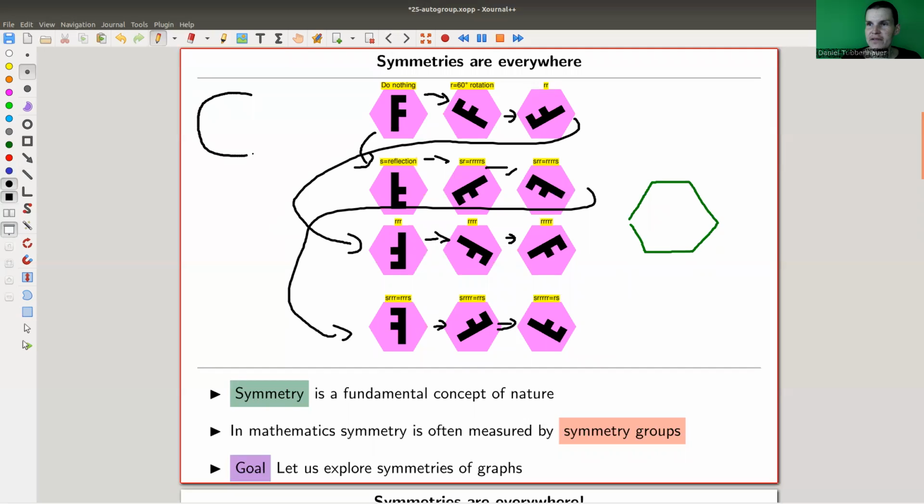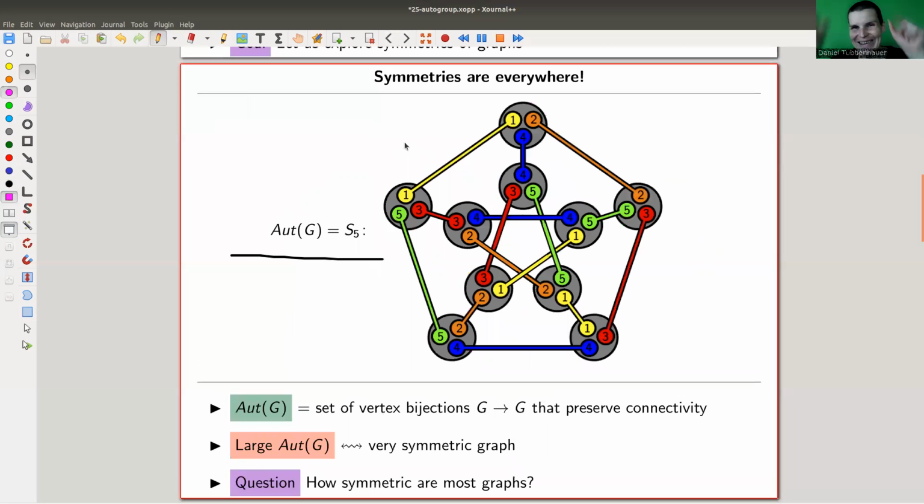So let's think about the circle. The circle has a lot of symmetries. For example, you can rotate it by an arbitrary angle. So the symmetry group contains at least something like all rotations of two space. There's already infinitely many. And of course, the circle is very symmetric. So a large symmetry group means very symmetric objects.